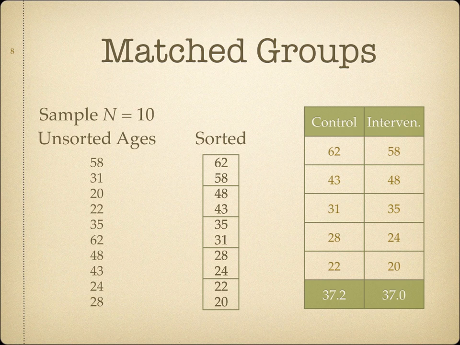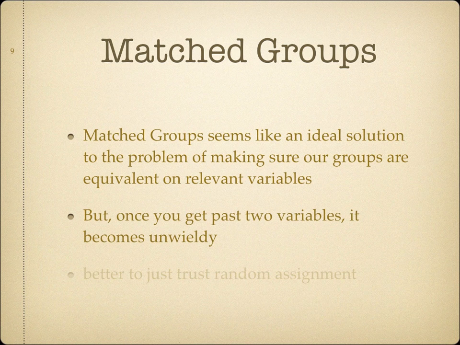And we see for the control group the average age is 37.2 years old, and for the intervention group it's 37 years old, and well, that's pretty darn good, I think. Matched groups seem like an ideal solution to the problem of making sure our groups are equivalent on relevant variables. And it is. It's great when you've only got one, maybe two variables that you're concerned about. And you can get a hold of those variables.